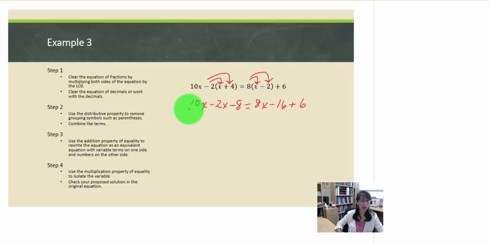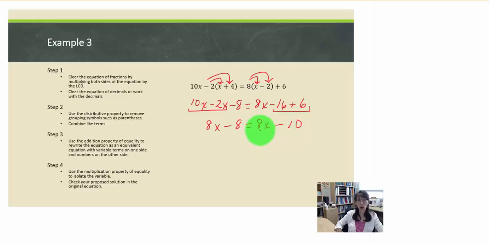I can see that 10x minus 2x are like terms. 10 minus 2, that leaves me 8x minus 8 on the left. And I have some constant terms on the right that are like terms. 8x is by itself. Negative 16 plus 6 would give me negative 10. So I notice I have a variable on both sides. I have a constant on both sides. We're not done. Choose sides.